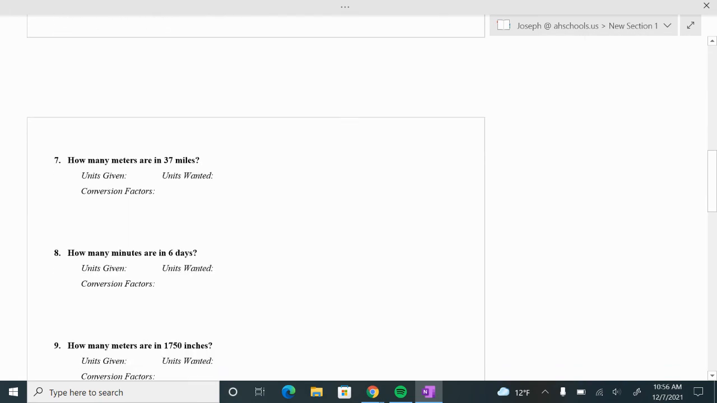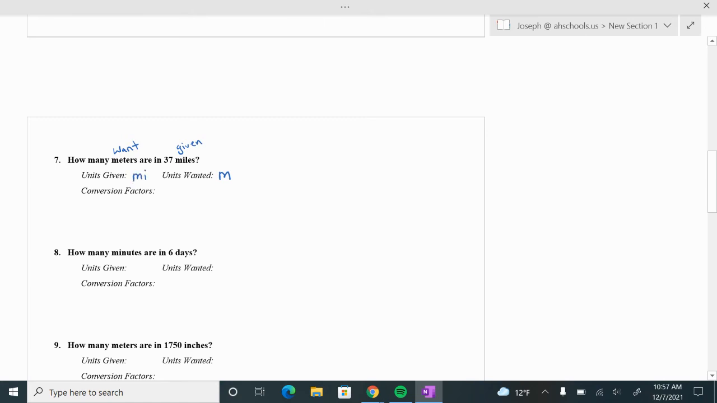The next piece then is two-step conversions. Two-step conversions are a little bit trickier, and it's because we're going to need two different conversion factors to solve for them. So number 7 reads, how many meters are in 37 miles? Well, it says how many meters. That's what I want at the end. So this is the unit I want, so I'm going to put meters at the end. And I'm given miles, so that's what I'm going to put at the beginning.